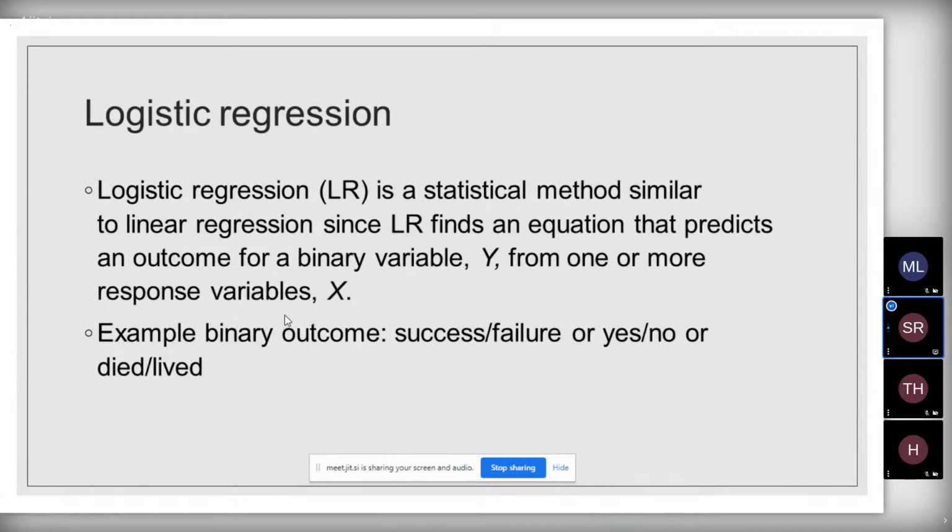For the introduction, logistic regression is a statistical method, actually similar to linear regression, because logistic also finds the equation to predict the outcome. But the difference is that logistic regression must have a binary outcome, categorical and in groups. For example, a binary outcome is success or failure, yes or no. For the predictor factor or X variable, it can be either categorical or continuous, either one or more than one factor. So it is the same as linear regression. The difference is the outcome must be binary.